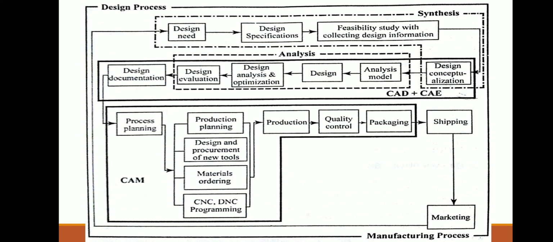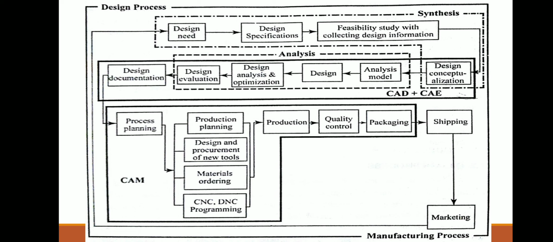After we have finalized the products, we go to the analysis stage. In this analysis stage we analyze the model. We have finalized the model, but we have to check whether it is suitable and what the drawbacks are. That's why we go for analyzing the model. Then finalize the design, then analyze and optimize the design. That means as per our design, the size, the capacity and the specifications, these things we have to optimize. Then we have to evaluate the final design and finalize it.